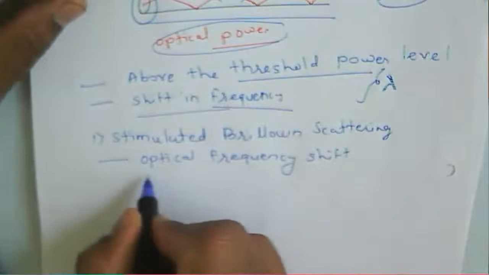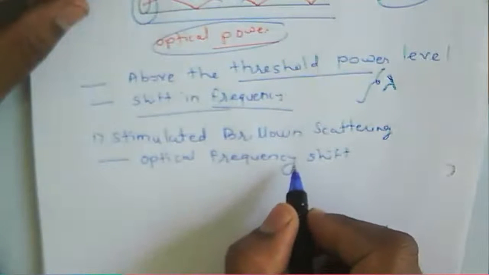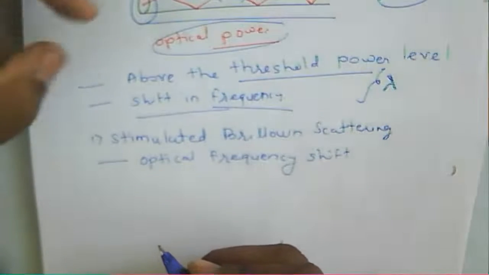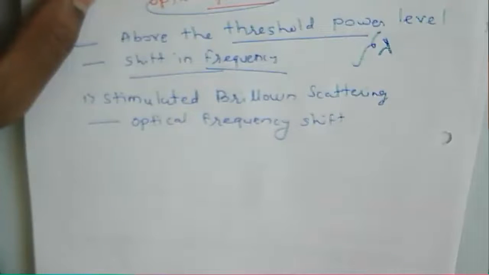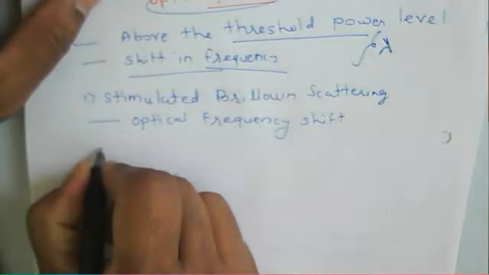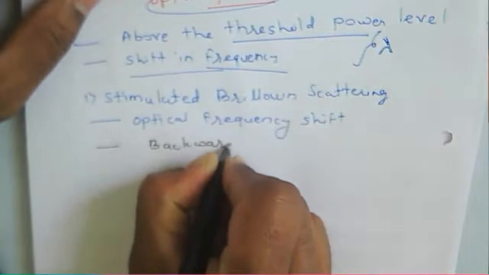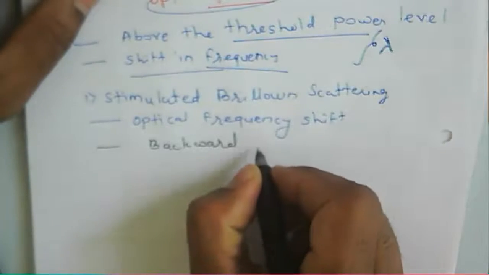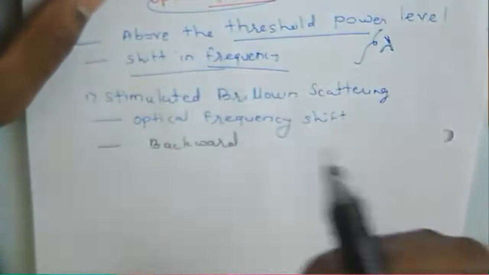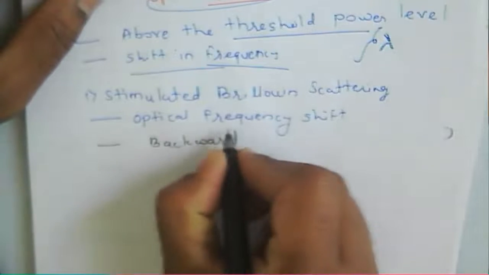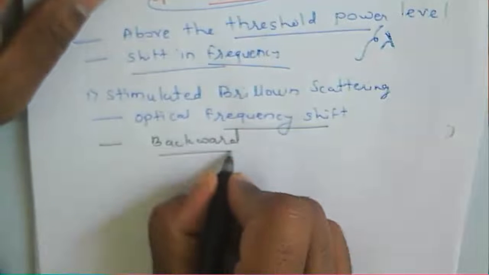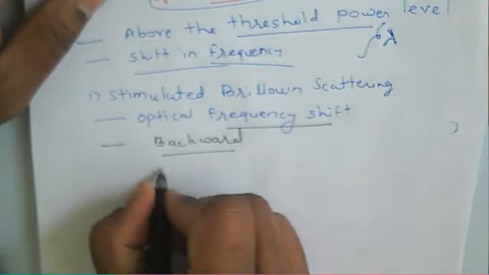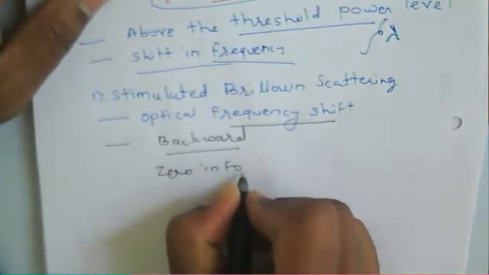So the optical frequency shift varies with the scattering angle, because the frequency of sound waves varies with the acoustic wavelength. That frequency shift will be maximum in the backward direction, and it will be zero in the forward direction. Whichever direction the shift occurs in, it is in the backward direction, and zero in the forward direction.